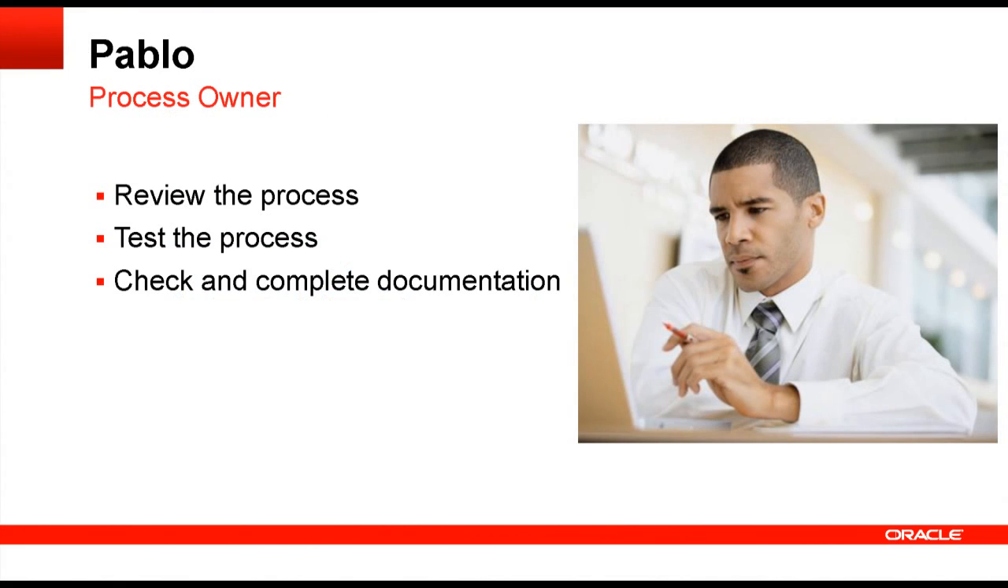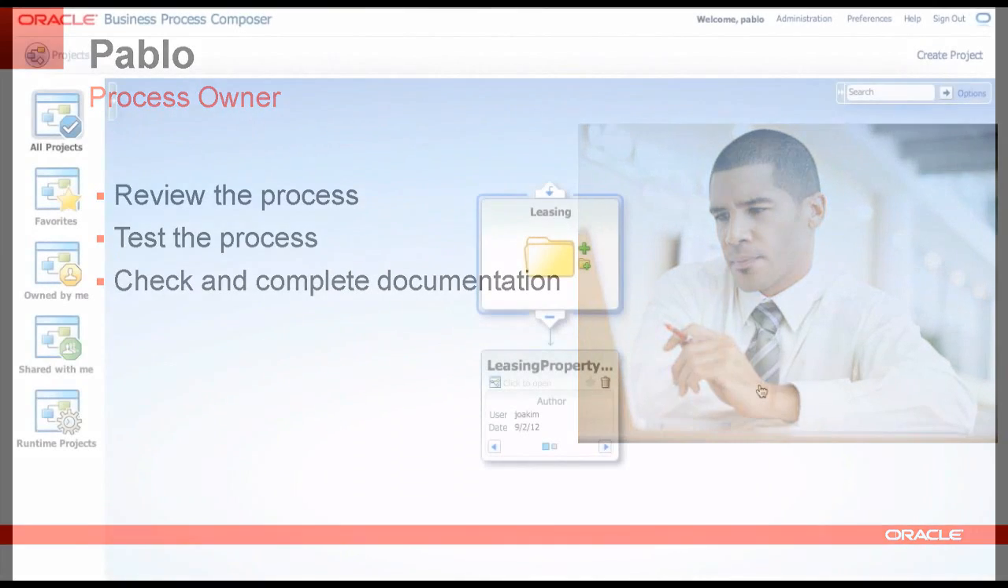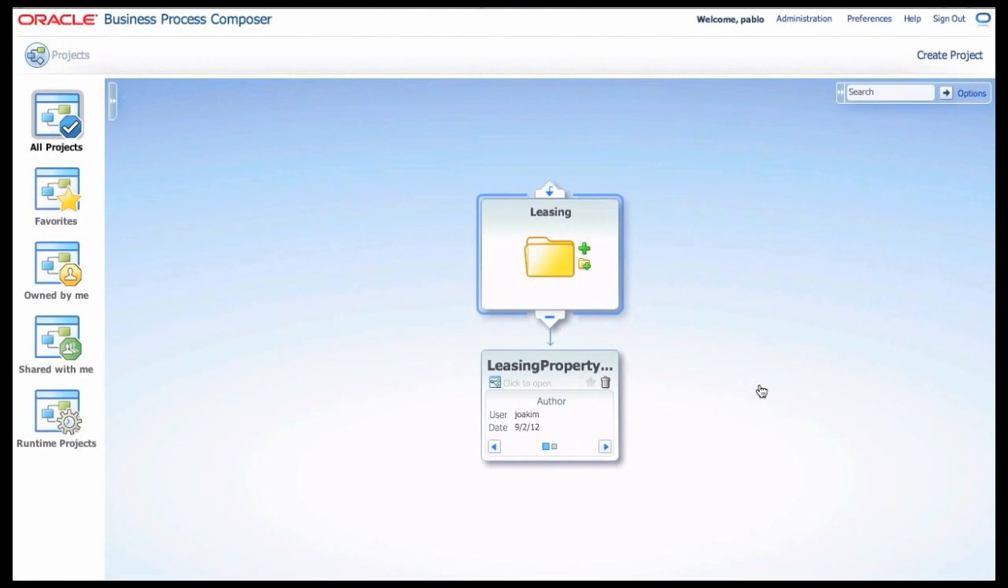So, as the process owner, I have a couple of tasks to do as part of the BPM lifecycle, such as review and test the processes, as well as check and complete, if needed, any documentation attached to the different project artifacts. This way, I'll be able to identify any issue in the development before the whole project goes live. To that end, I will start by opening the project finished by Joakim.